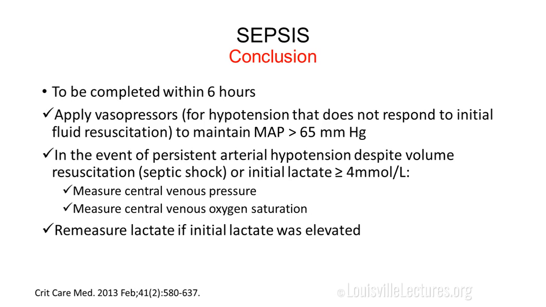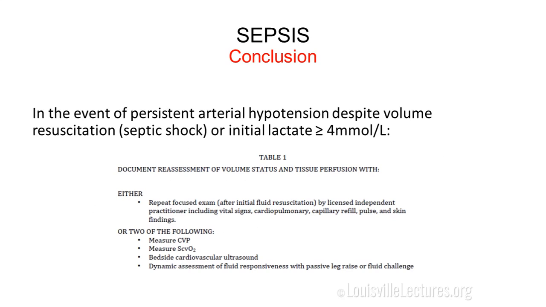Now, this is what changed, okay? In the new recommendations, in the event of persistent arterial hypotension despite volume resuscitation or initial lactate more than 4, you want to do a physical examination looking at vital signs, cardiopulmonary findings, capillary refill, pulse, and skin findings, and then they leave it up to you to decide whether to get a CVP, central venous oxygen saturation, bedside cardiovascular ultrasound, or dynamic assessment of fluid responsiveness with passive leg raise or fluid challenge.